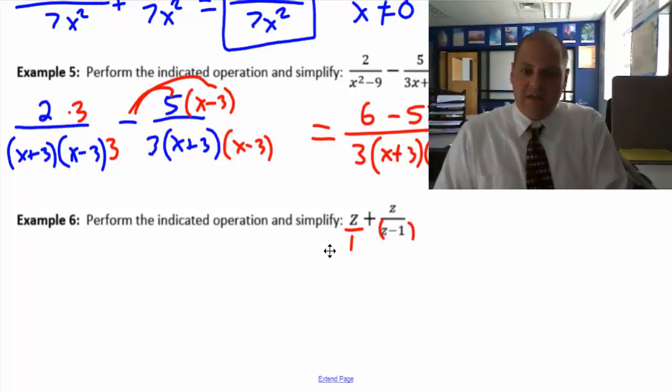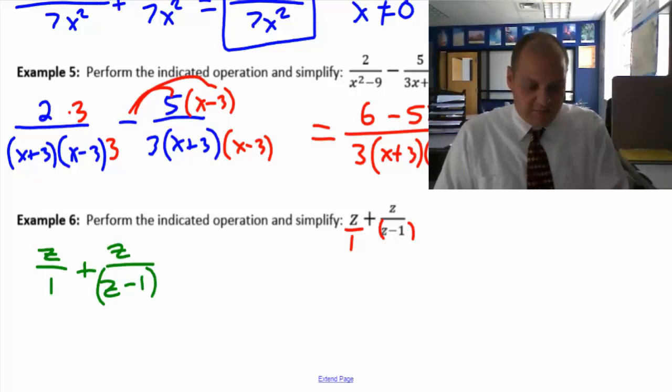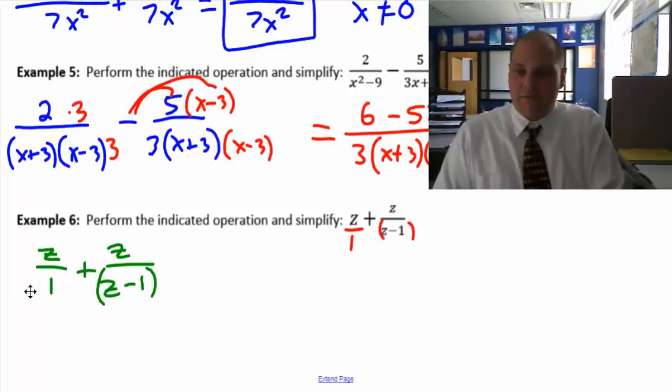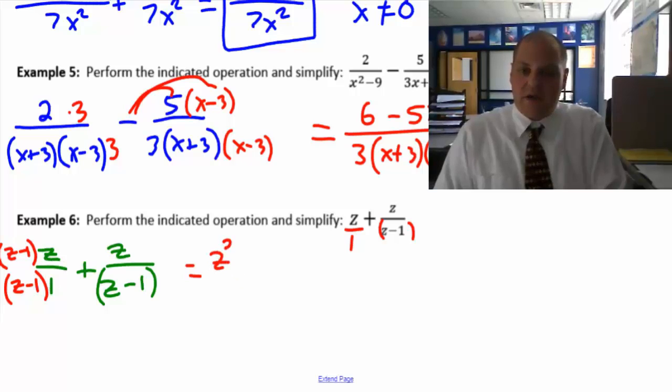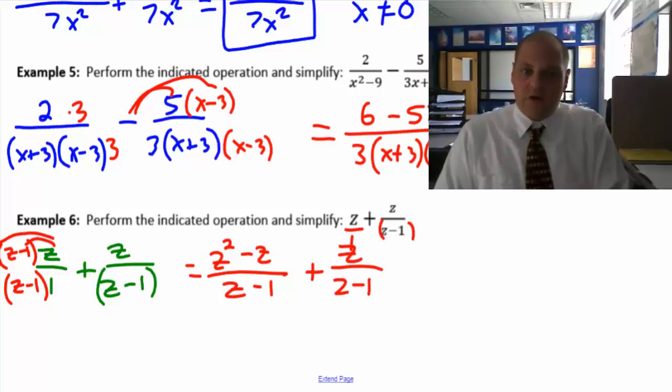So we're going to say, let's start this over. Z over 1 plus z over z minus 1. Z minus 1 is my common denominator, so z minus 1 has to go here. Therefore, you need a z minus 1 over here. So that's going to be z squared minus z, when you distribute that, over z minus 1 plus z over z minus 1.